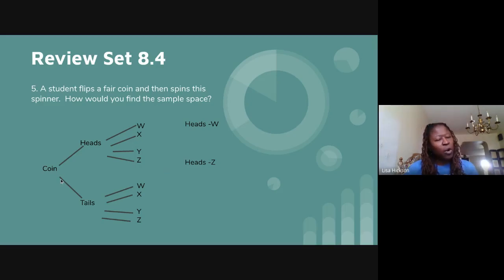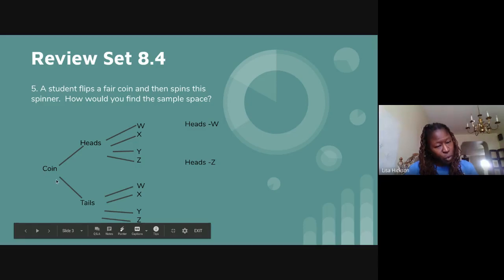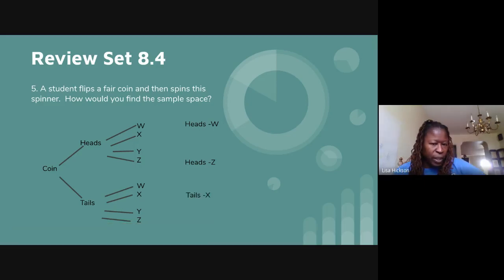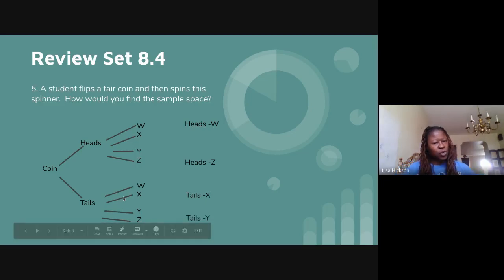So if we come off the other branch, when we flip the coin and we come up with tails, well, this time tails consistently comes out. So we get tails from the coin, but then from the spinner, we could get a W, an X, a Y, and a Z. So again, on the tails end, I didn't include the first one or the last one.